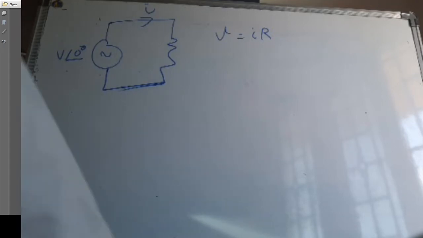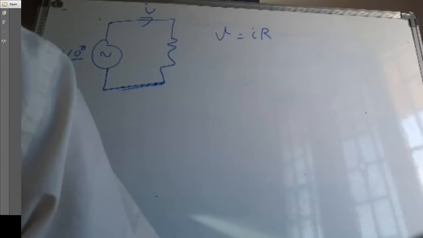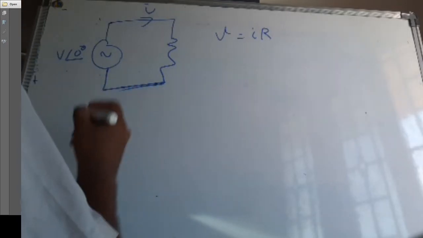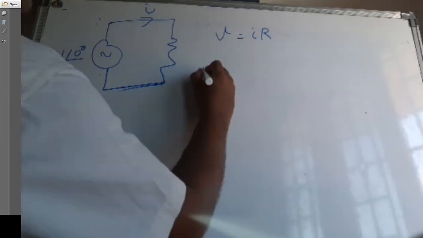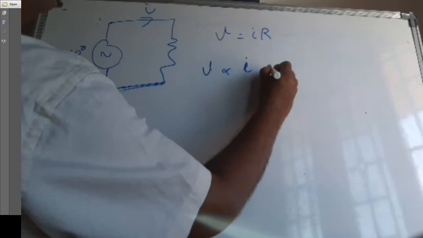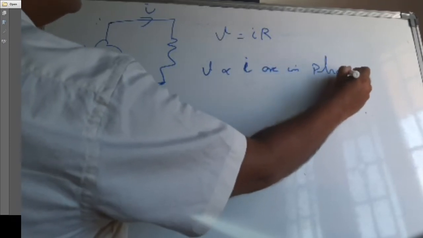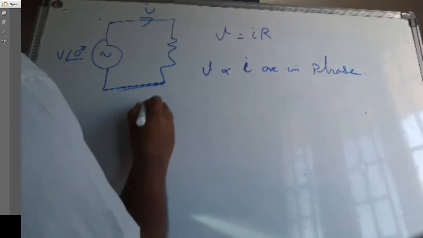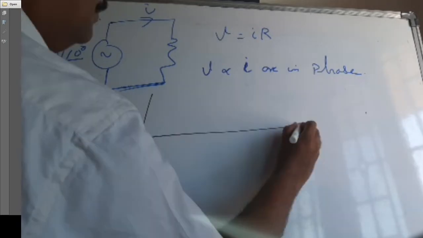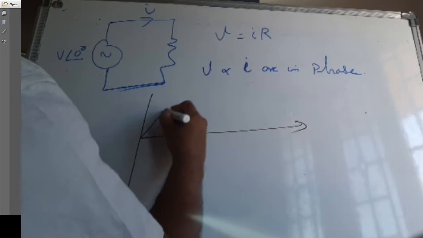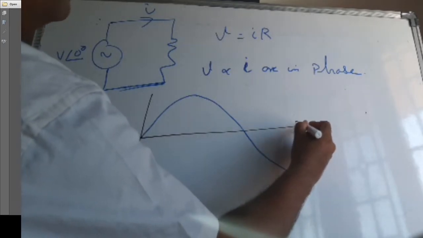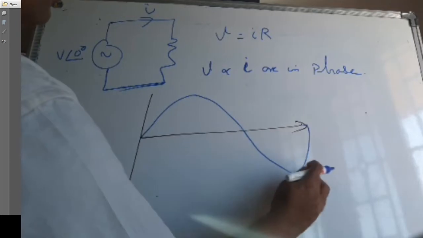I think there is a small drop in voltage. Fine. So we know that V is equal to IR. In a purely resistive circuit, the voltage and the current I are in phase. So if I draw a phase diagram like this, the voltage starts at 0, is maximum at pi by 2, 0 at pi, negative maximum at 3 pi by 2, and then reaches 0 at 360 degrees.